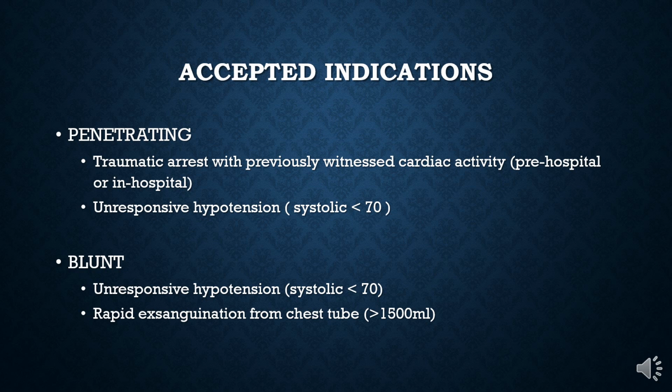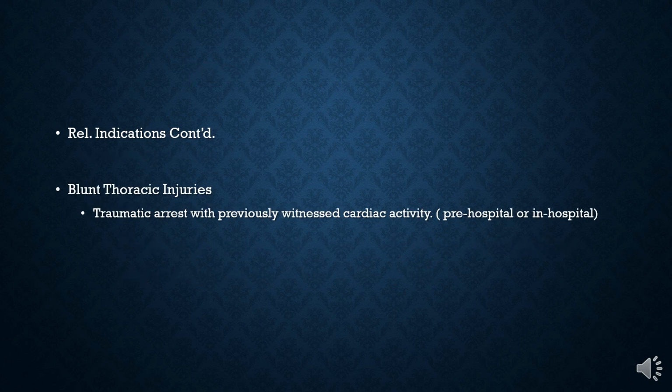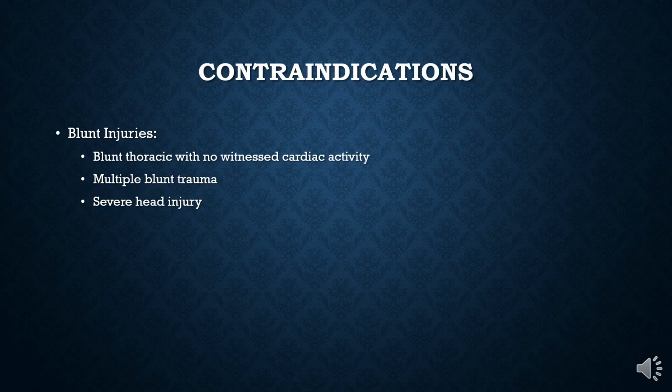Accepted indications: penetrating traumatic arrest with previously witnessed cardiac activity pre-hospital or in hospital, unresponsive hypotension with systolic less than 70, blunt unresponsive hypotension with systolic less than 70, rapid exsanguination from chest tube more than 1.5 liters. Relative indications include penetrating thoracic trauma with traumatic arrest without previously witnessed cardiac activity, penetrating non-thoracic traumatic arrest with previously witnessed cardiac activity pre-hospital or in hospital, and blunt thoracic injuries with traumatic arrest with previously witnessed cardiac activity pre-hospital or in hospital. Contraindications: blunt thoracic injury with no witnessed cardiac activity, multiple blunt trauma, severe head injury.